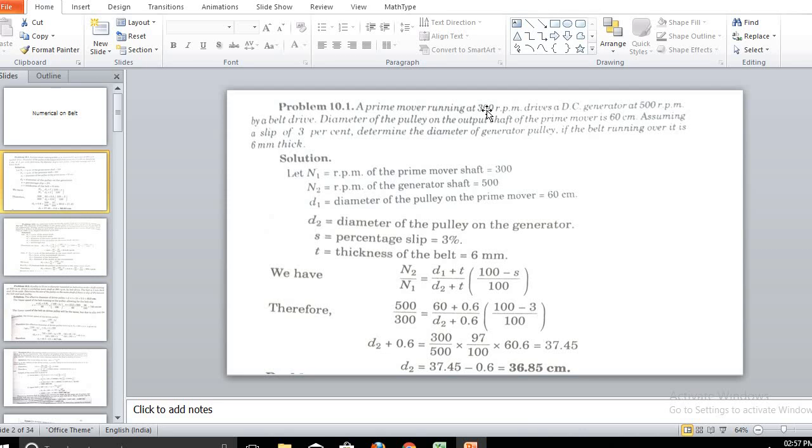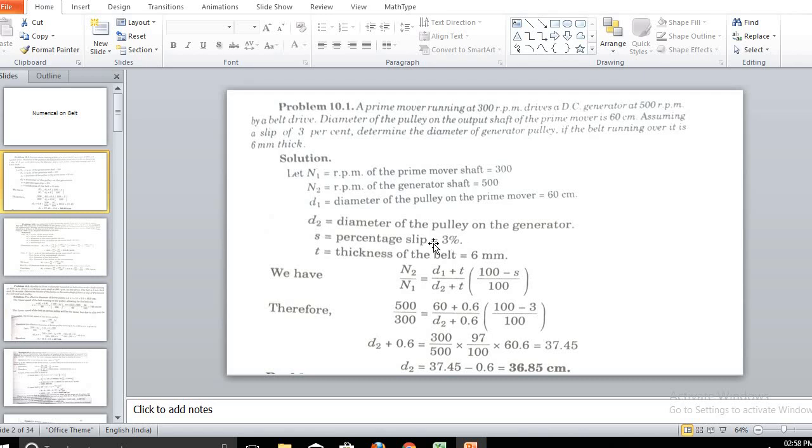The prime mover runs at 300 rpm and the DC generator runs at 500 rpm by means of the belt drive. So N1 is the prime mover RPM, 300 rpm, and N2 is the RPM of the generator shaft, that is 500 rpm. N1 and N2 are given. The diameter of the pulley on the output shaft of the prime mover, D1, is 60 cm. D2, the diameter of the generator pulley, is the asking quantity.